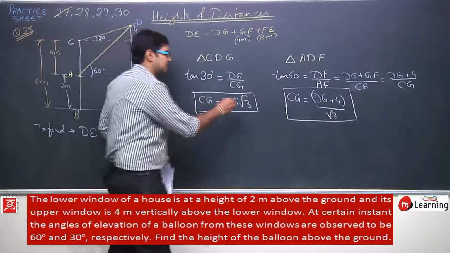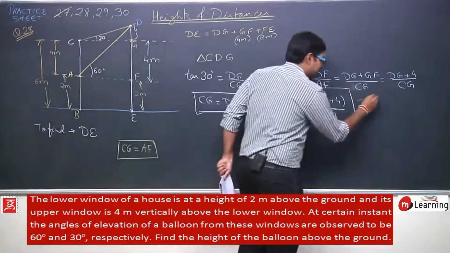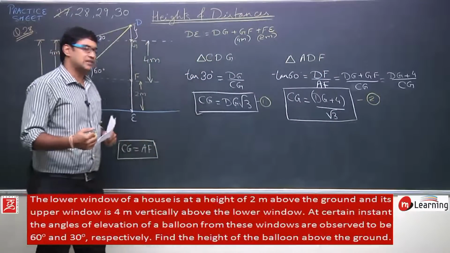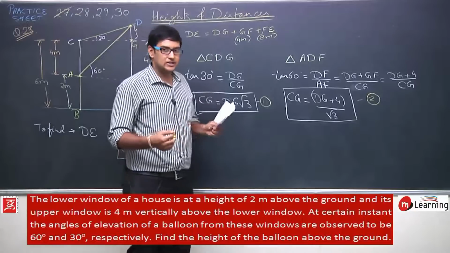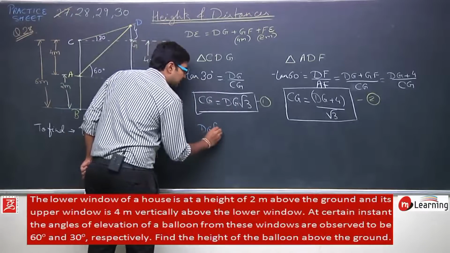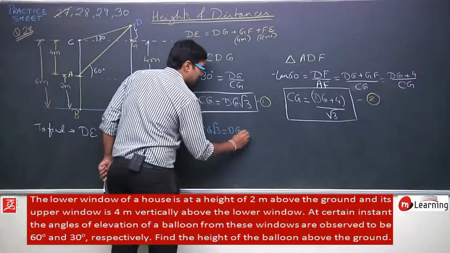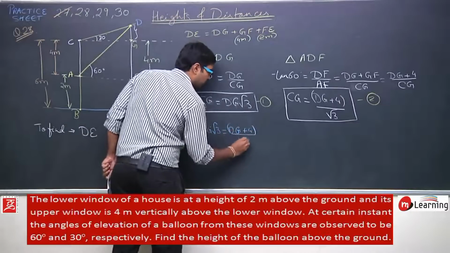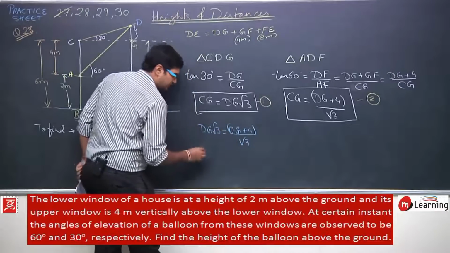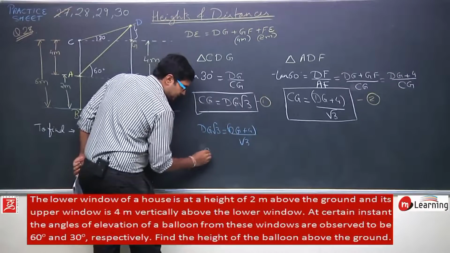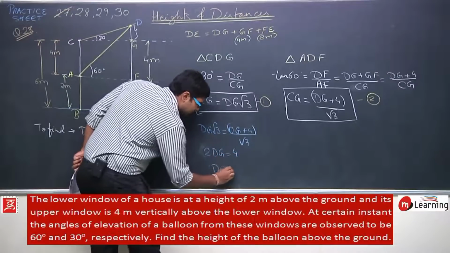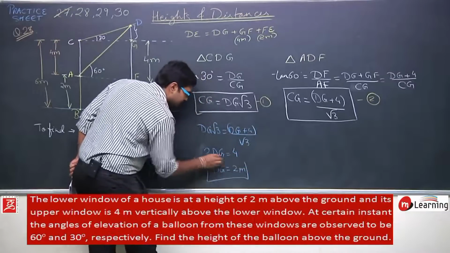Now observe this. This is, let us say, the first equation. This is, let us say, the second equation. And if I compare the two equations, both the equations contain CG in their LHS. That's why I can directly write DG root 3 is equal to DG plus 4 upon root 3. So when you multiply by root 3, it will become 3 DG, and 3 DG minus DG will give you 2 DG is equal to 4, and the length of DG is 2 meters.